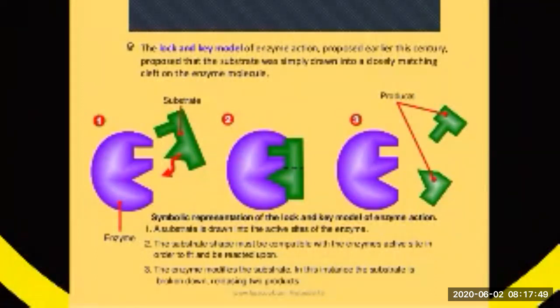The substrate shape is compatible with the enzyme's active site, where it fits and starts its reaction. Now, in the second case, the enzyme is modifying the substrate. It is acting on the substrate and converts it into products. Look at the third diagram. The enzyme is modifying the substrate into something different, and that different thing is called the product.